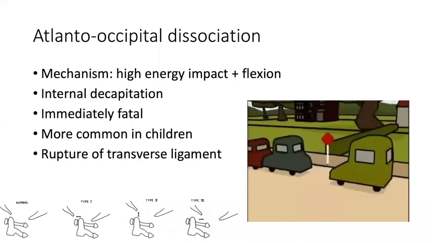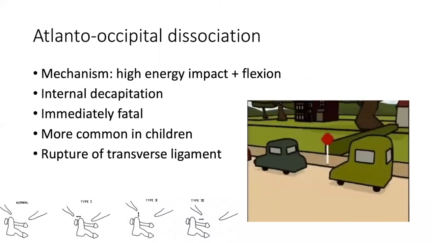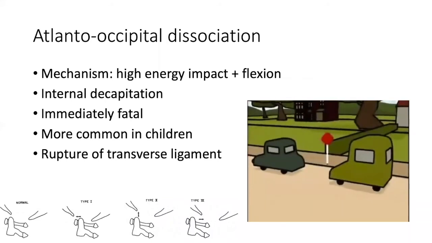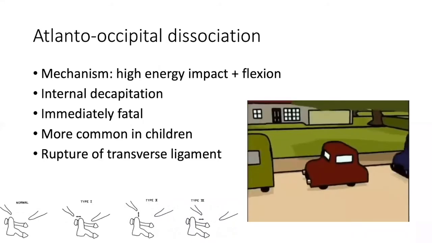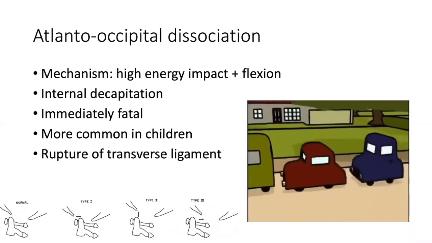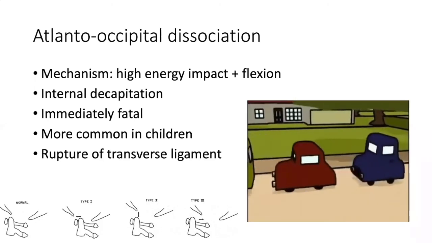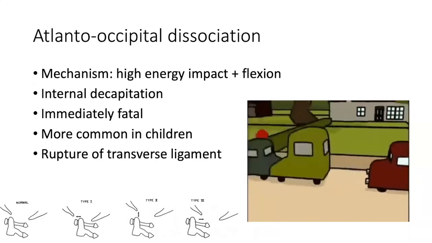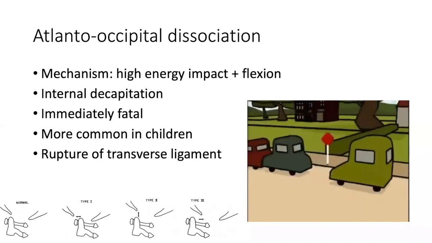Then we have atlanto-occipital dissociation. This is secondary to high energy impact. It usually causes paralysis of the upper extremities with a lack of lower extremity paralysis or weakness. It's most common in children, and essentially what happens is that the occiput translates either forward or back from C1 and C2.